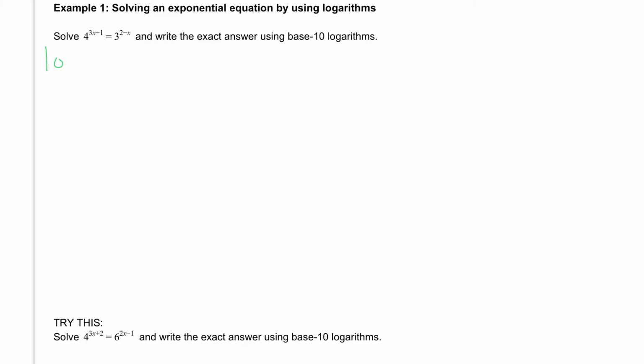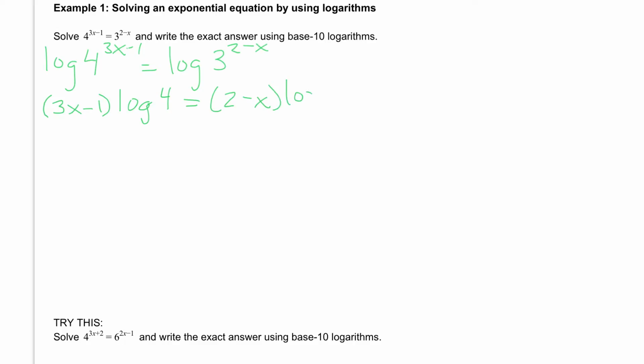So we're going to take the log of 4 to the 3x minus 1, and we're going to take the log of 3 to the 2 minus x. Then using our rules of logs, we can take these exponents and move them out to the front. When we move those out to the front, we need to remember the parentheses around them. So we have 3x minus 1, grouping that exponent together, times the log of 4, equal to 2 minus x times the log of 3.